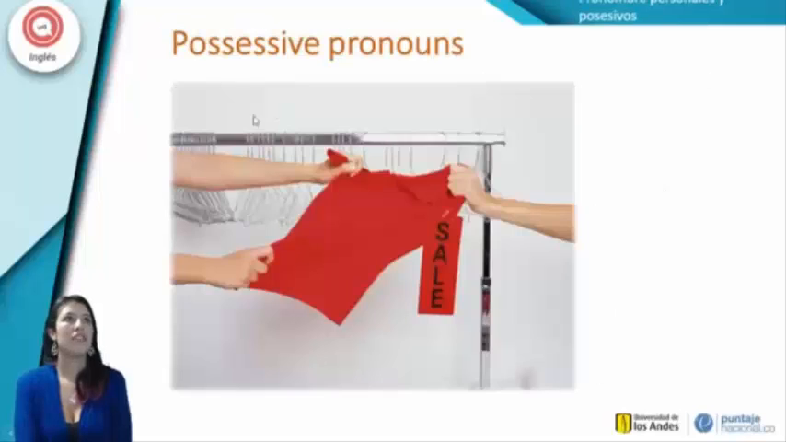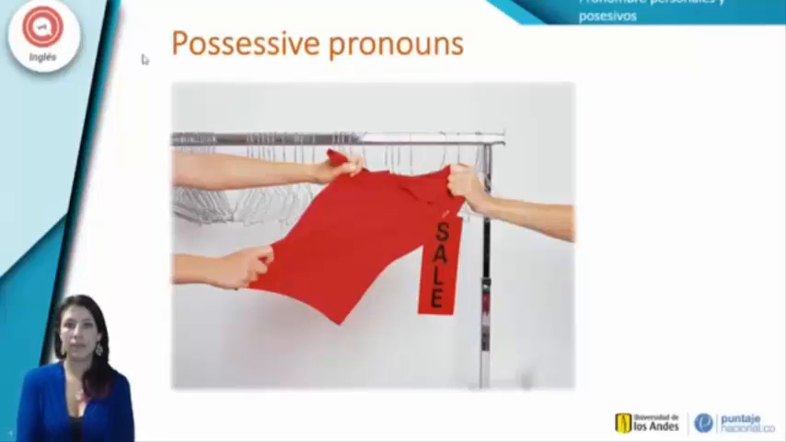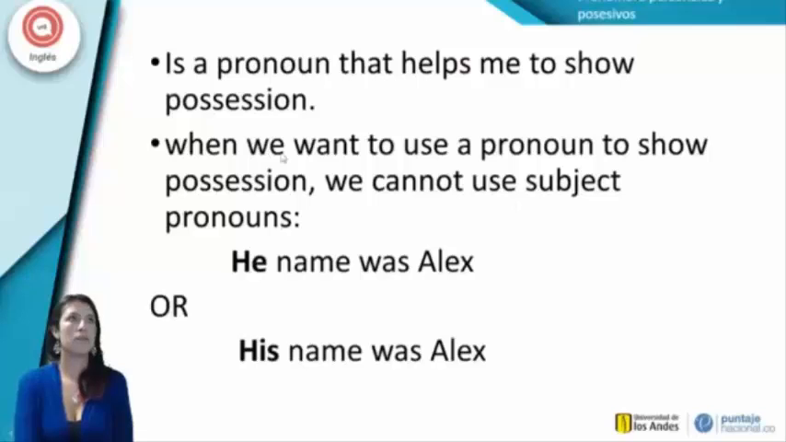Okay, let's check. Now we have the possessive pronouns. When we hear the word possessive, we mean something we possess, that is ours. So let's check. What are the possessive pronouns? It's a pronoun that helps me to show possession, something that helps me to show another person that I possess something. When we want to use the pronoun to show possession, we cannot use the subject pronouns.